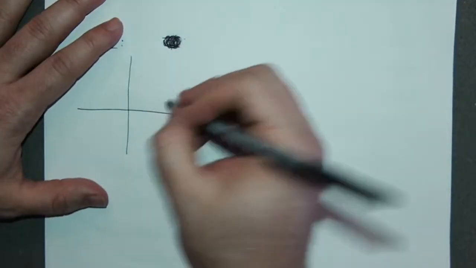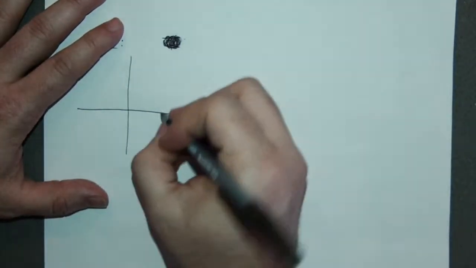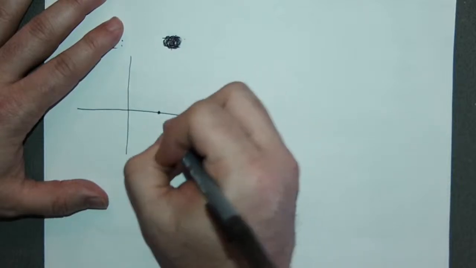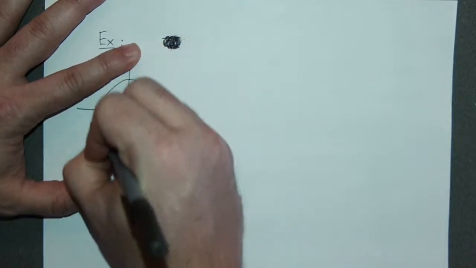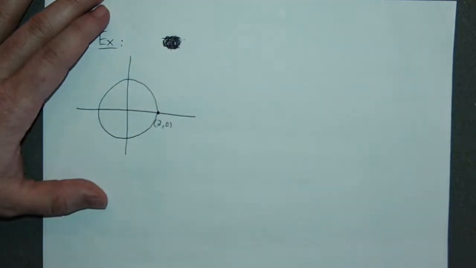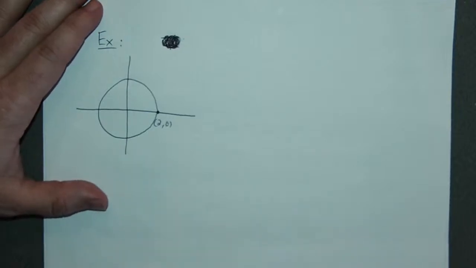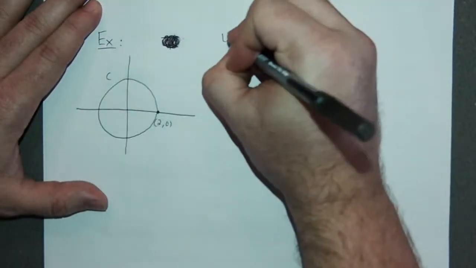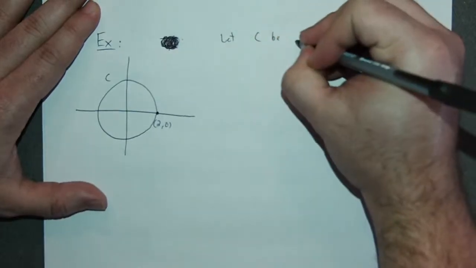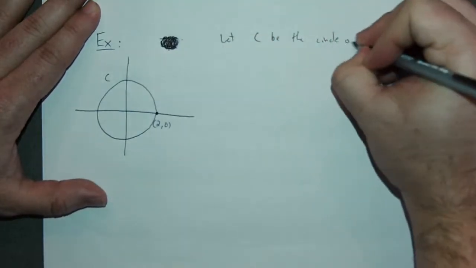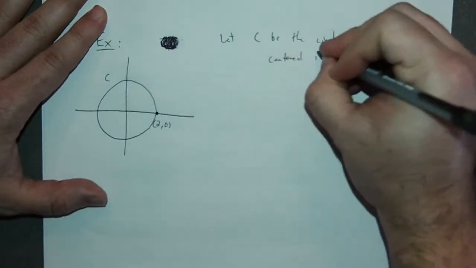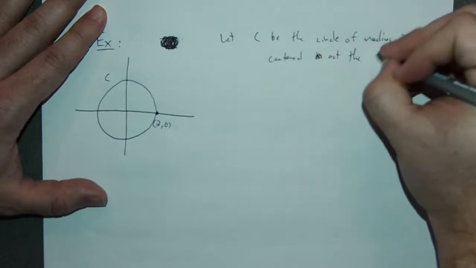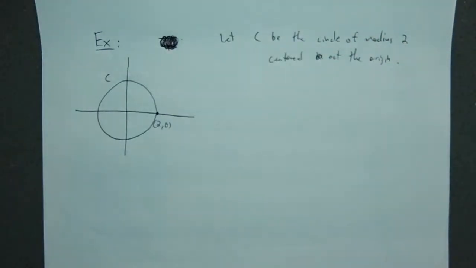So let's consider a curve that is, let's say, a circle of radius 2 centered at the origin. Okay, so here's the point 2, 0. All right, and so this is going to be a bad circle. Oh, it wasn't as bad as I thought it would be. So here's a circle of radius 2 centered at the origin. Here's C. So let C be the circle of radius 2 centered at the origin in the plane.